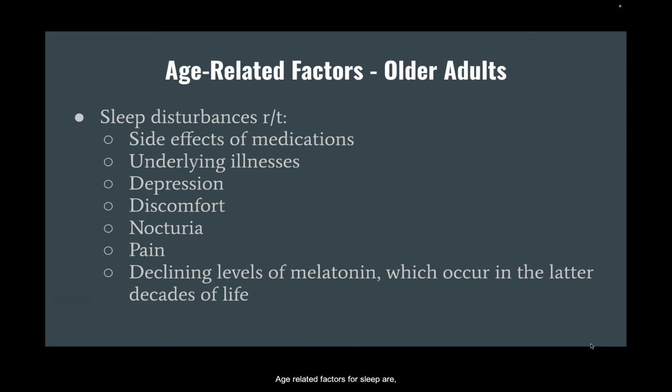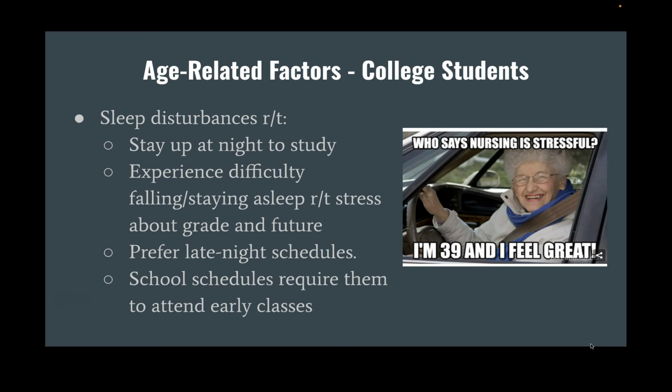Age-related factors for sleep: older adults have sleep disturbances related to side effects of medications, underlying chronic illnesses, depression, discomfort, and nocturia, they get up at night a lot more to go pee, right? Pain can affect them as well, like chronic or acute pain. Declining levels of melatonin is an age-related factor for older adults. This occurs in the latter decades of life.